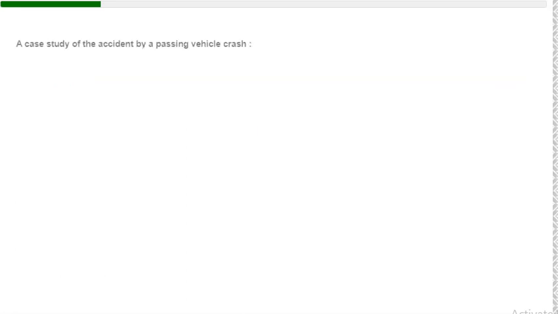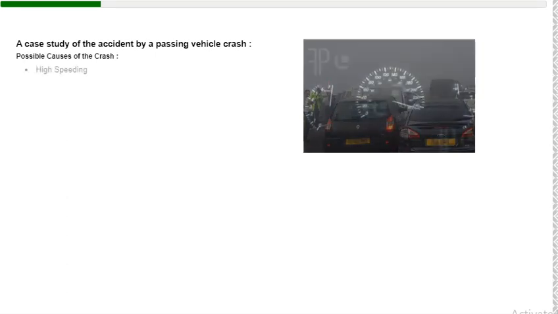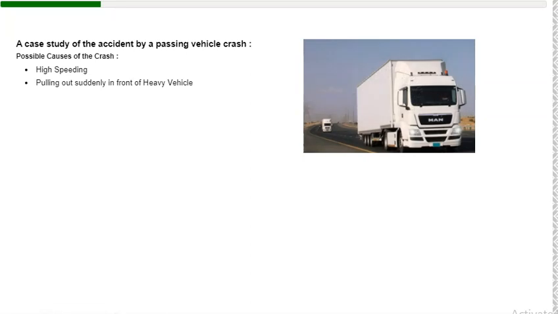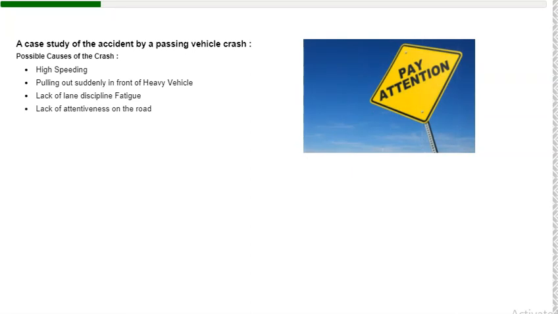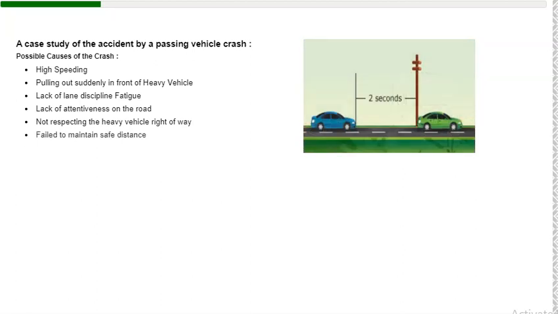A case study of an accident by a passing vehicle crash. Possible causes of the crash. High speeding. Pulling out suddenly in front of a heavy vehicle. Lack of lane discipline, fatigue. Lack of attentiveness on the road. Not respecting the heavy vehicle's right of way. Failed to maintain safe distance.